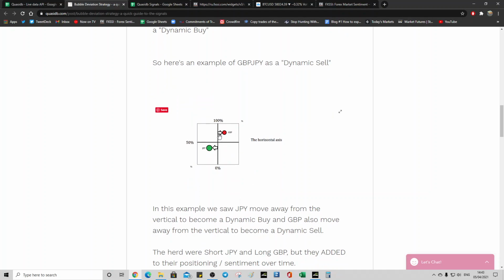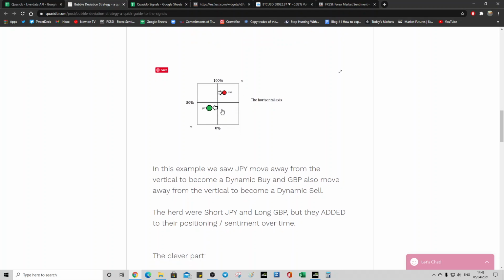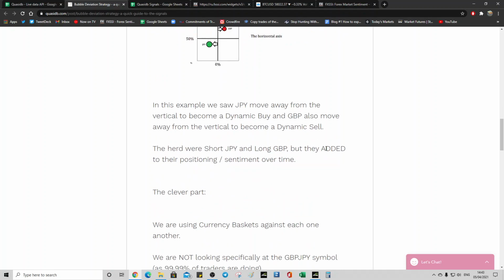So the pound weakened and the yen strengthened, so that would be a pound yen short. They were long pound and they added, they were short yen and they added. So that's a strong bias versus a strong bias. In this example we saw the yen move away from the vertical to become a dynamic buy, and the pound moved away from the vertical to become a dynamic sell. The herd was short yen and long pound, but they added to their position in sentiment over time.